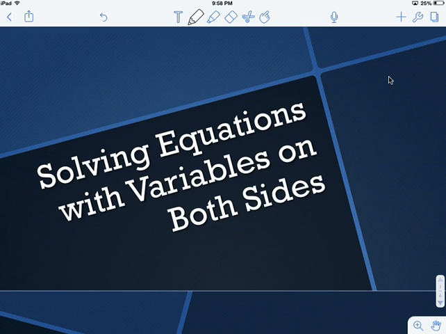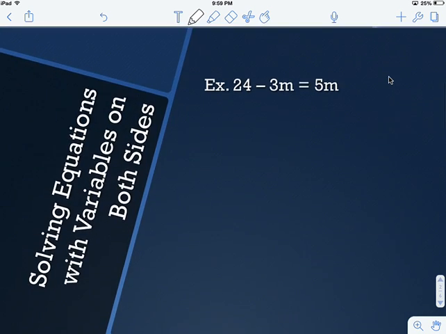Solving equations with variables on both sides is very similar to solving multi-step equations. It's just a tad bit different. So the first example we are going to look at is 24 minus 3m equals 5m. With these types of problems, it's very important for you to draw in your algebra wall. Remember, your algebra wall is separating the two sides down by where the equal sign is.